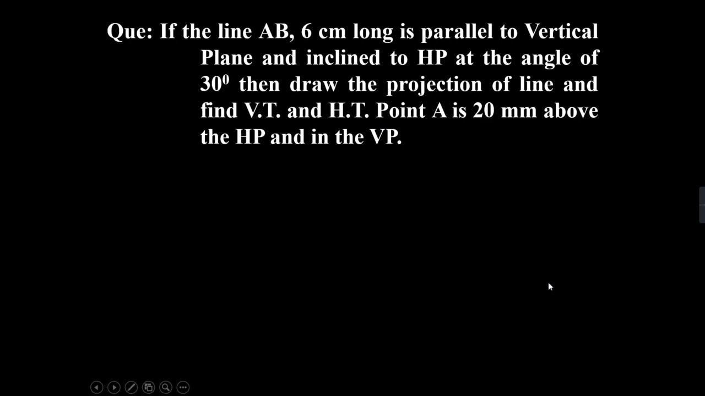Here is another example: if the line AB, 6 cm long, is parallel to the vertical plane and inclined to the horizontal plane at an angle of 30 degrees, then draw its projections and find the vertical trace and horizontal trace, if the point A is 20 mm above the HP and in the VP.